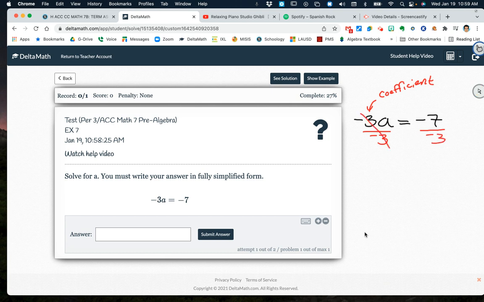Okay. A equals, well, I got negative 7 over negative 3. Obviously, 3 does not divide evenly into 7. So we'll leave it as a fraction. But what is my final answer? 7/3 positive, yes. We're using the rule that a negative divided by a negative is a positive. That's an improper fraction, right? I could say 2 1/3, but 7/3 is good enough.